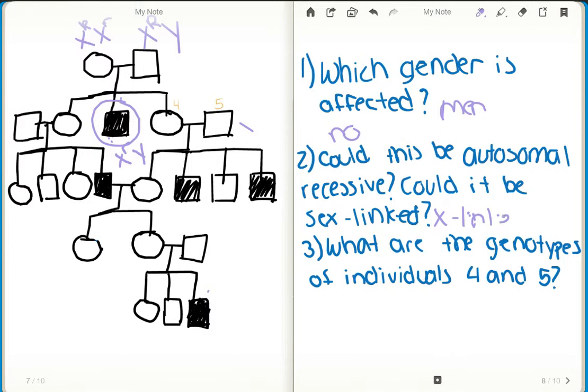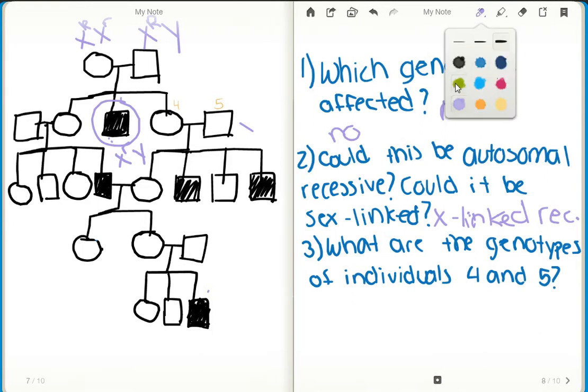So this is sex-linked, or we can write X-linked to be more specific. X-linked, sorry about that, recessive. Okay, so now let's figure out the genotypes of individuals 4 and 5.